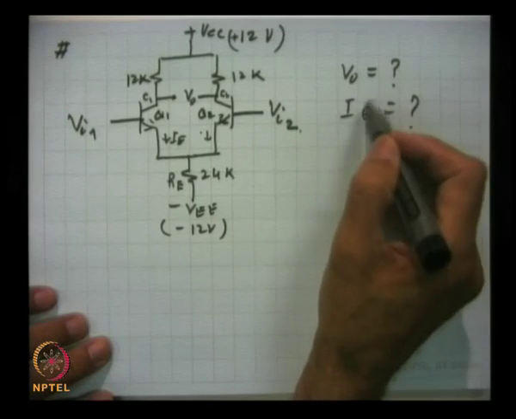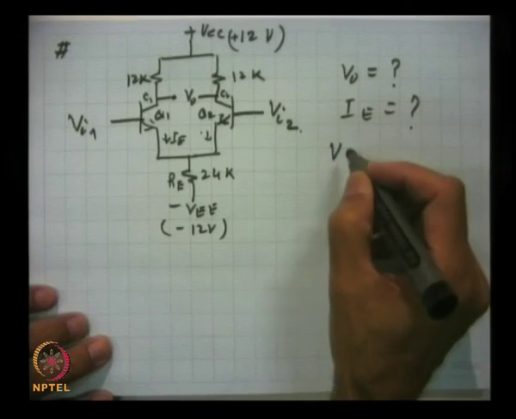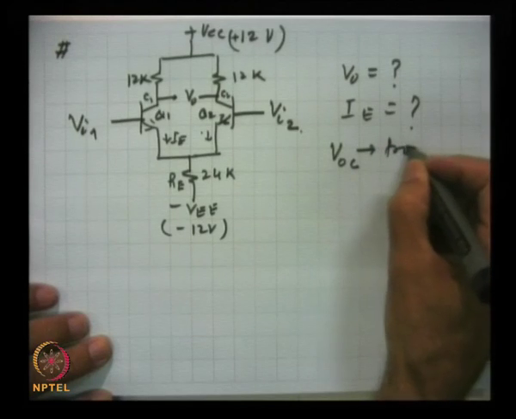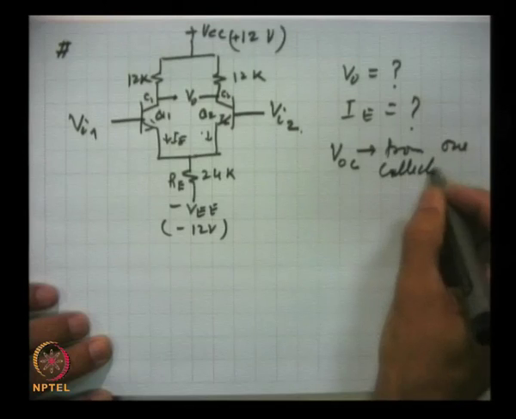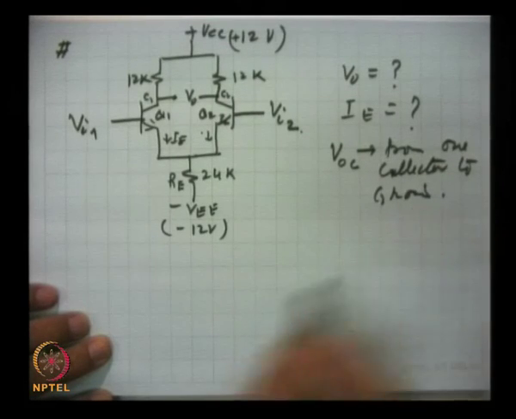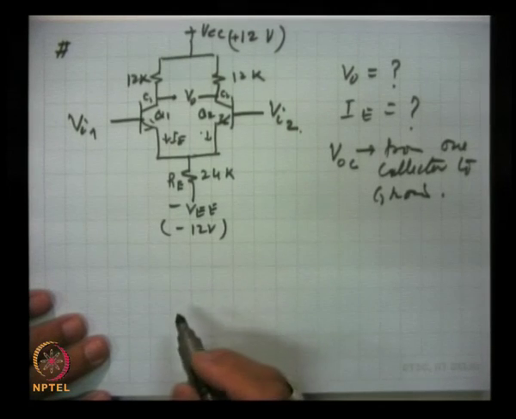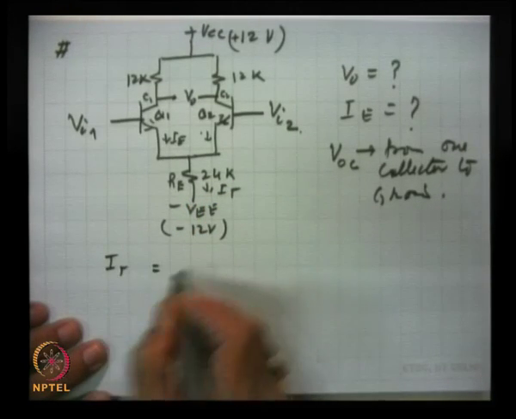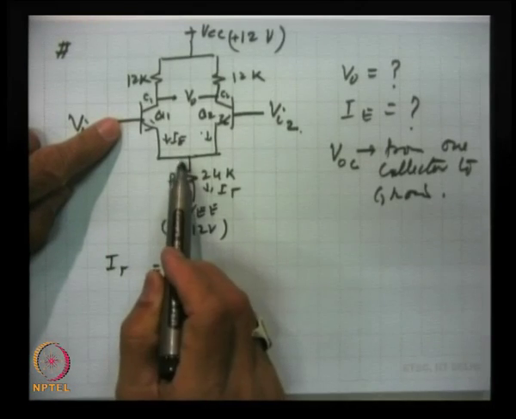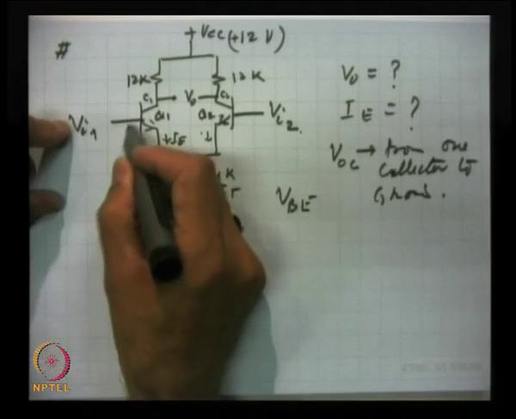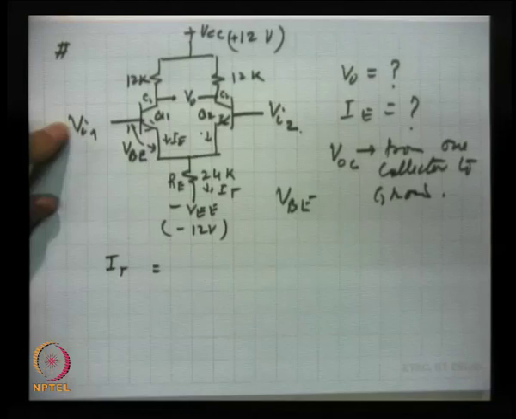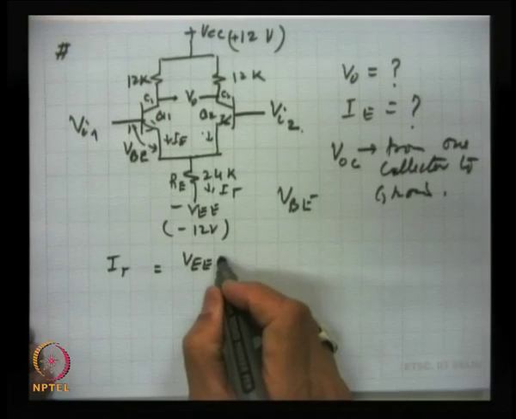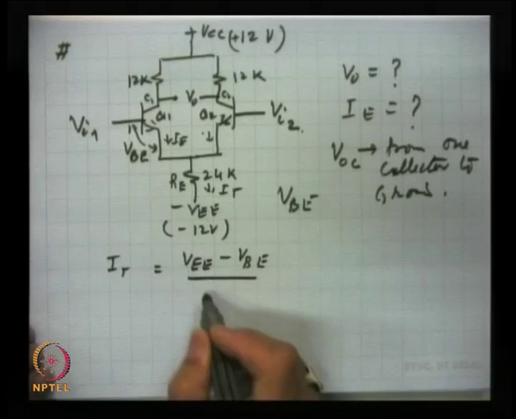And we can find the voltage V out from one collector to ground. Now, for this the solution is simple. First we have to find out the tail current, IT. This is at potential VE, VBE, this voltage, and this is at VEE. So, the potential difference across this resistance divided by RE is the tail current.